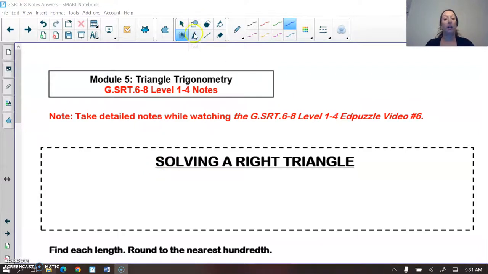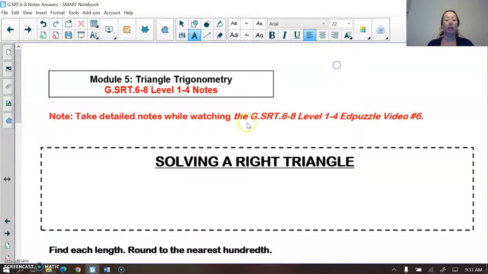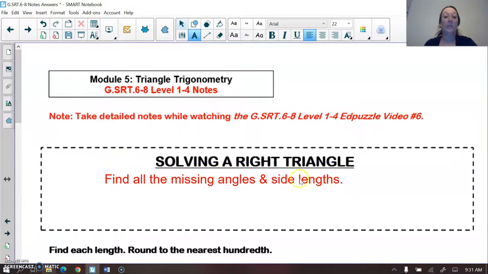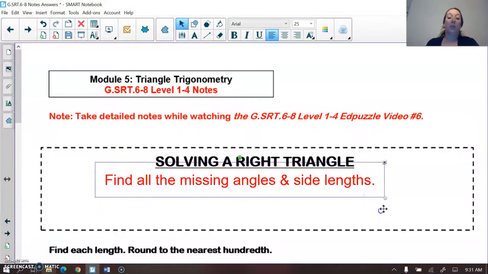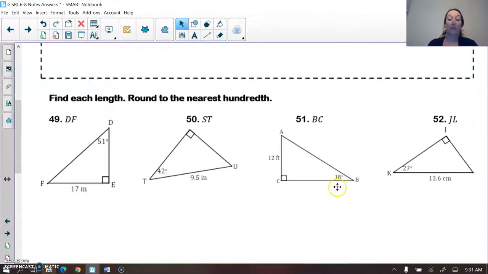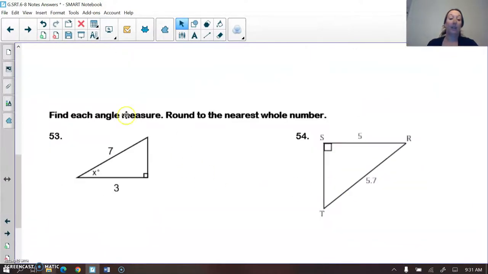All right, so now we're going to be solving for parts in a right triangle. But when I say to solve a right triangle, what that means is to find all the missing angles and side lengths in your right triangle. Now, when we have a right triangle with two side lengths, to find the third side length is easy because we can just use the Pythagorean theorem.